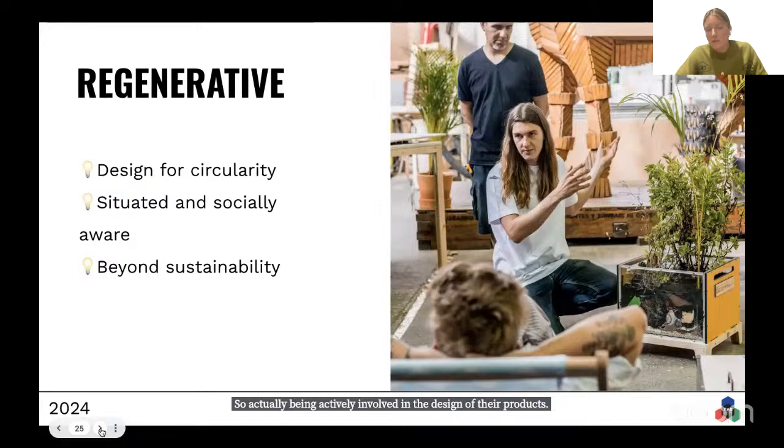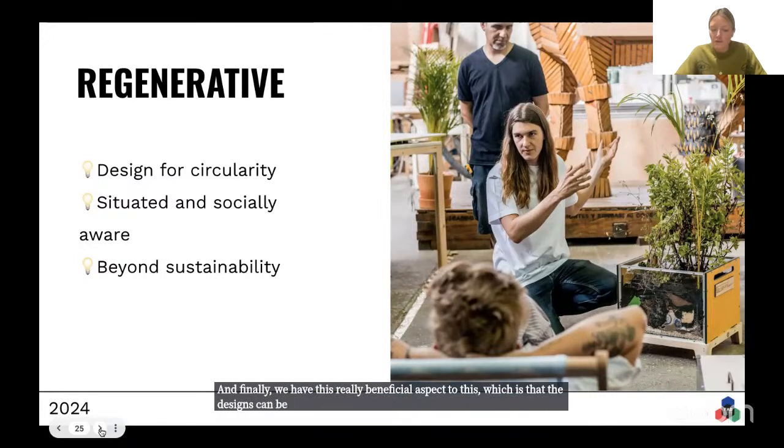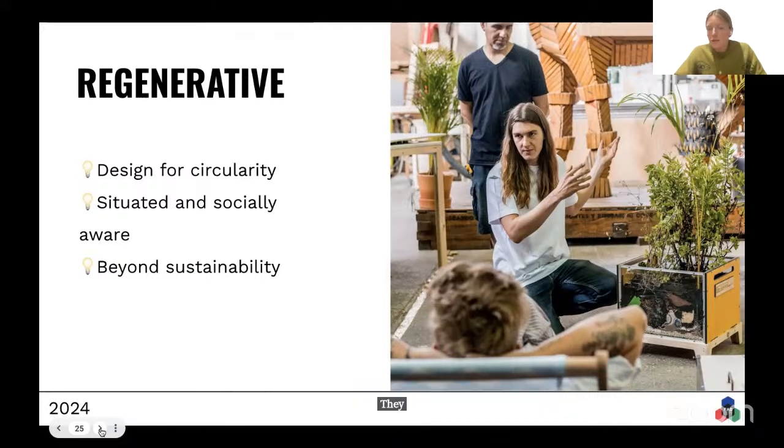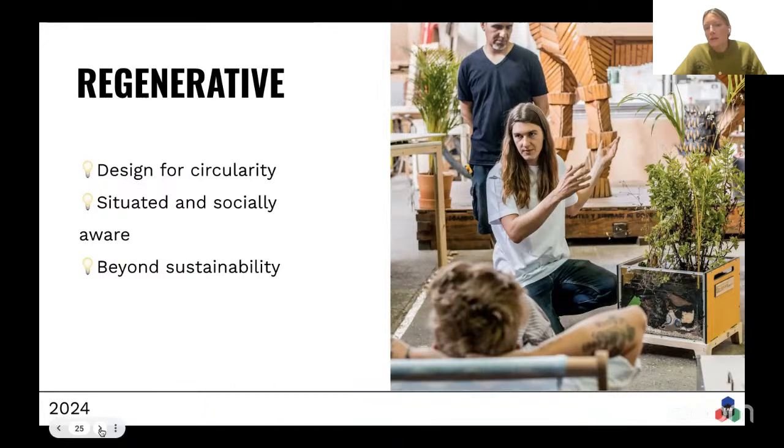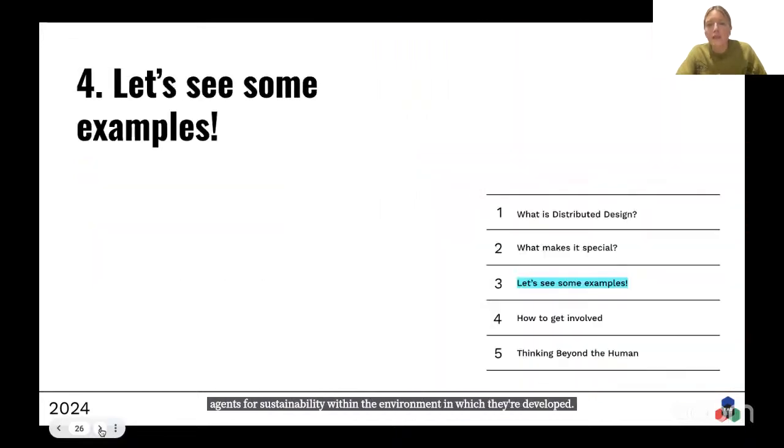And finally, we have this really beneficial aspect to this, which is that the designs can be adapted to be circular, for example. They are more situated and socially aware of the context in which they're in. And finally, they're also able to be thought of as agents for sustainability within the environment in which they're developed.